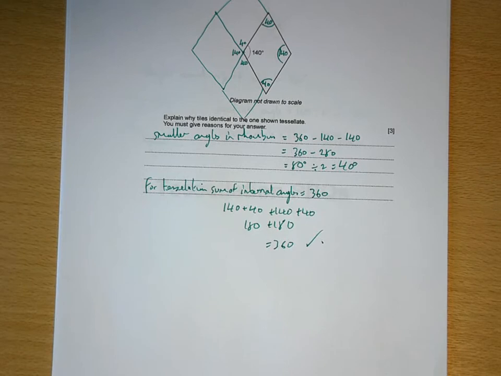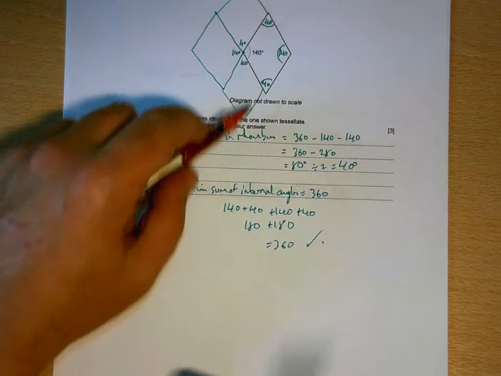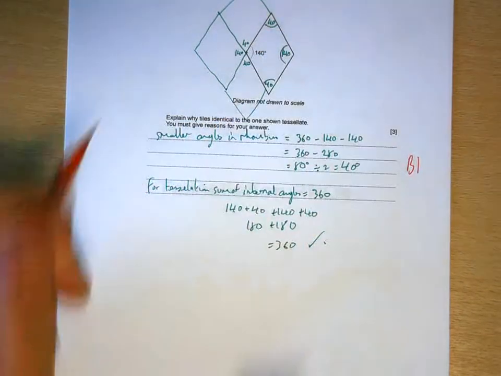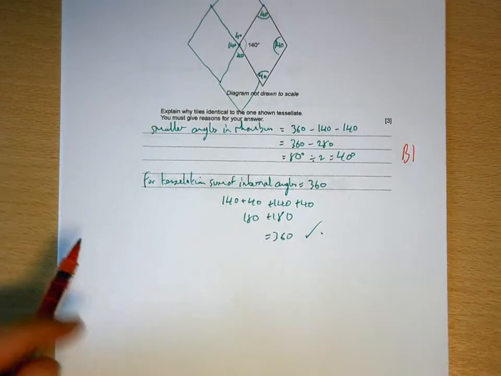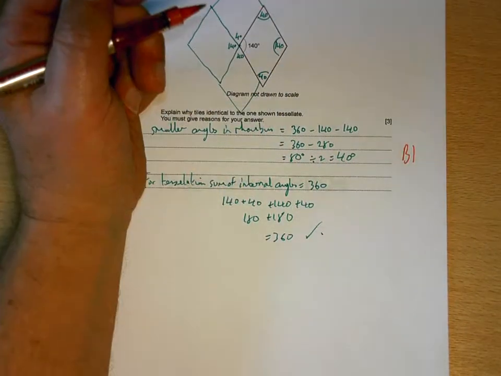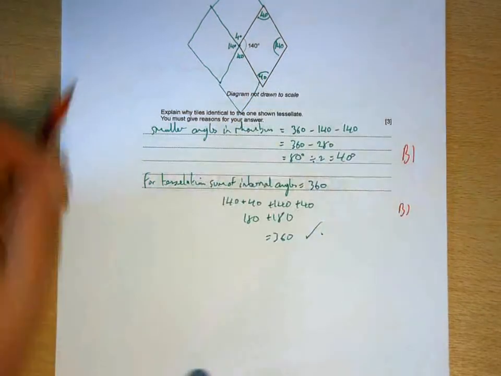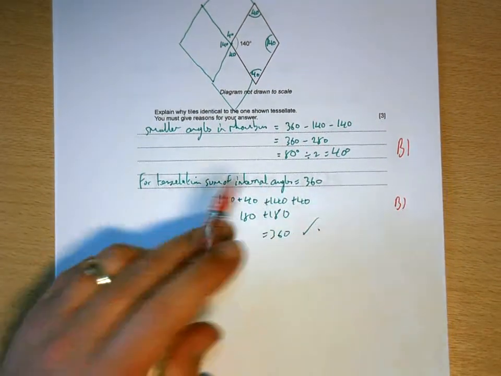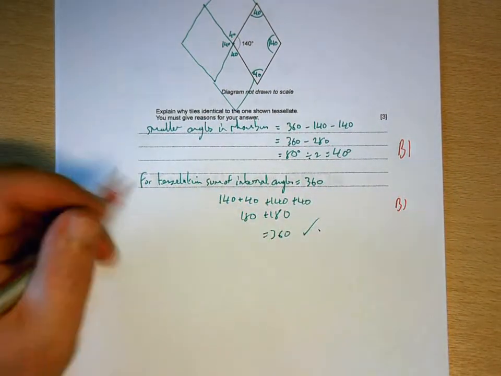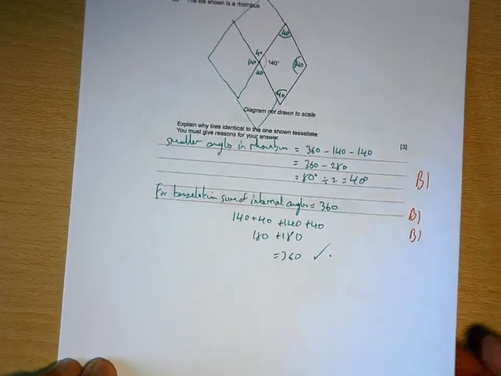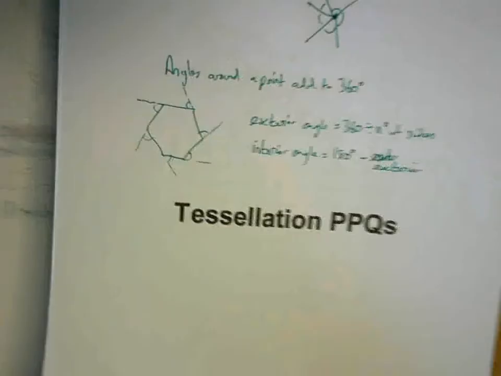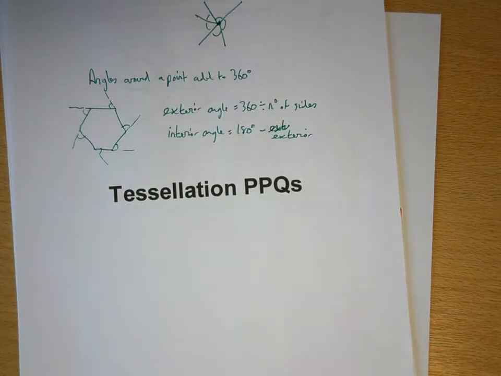Marks for that. 1 mark for sight of 40, so wherever it appears. 1 mark for showing that the sum of those is 180. And 1 mark for angles around a point, sum of the angles equals 360. So there you go, there's some examples of tessellation questions.